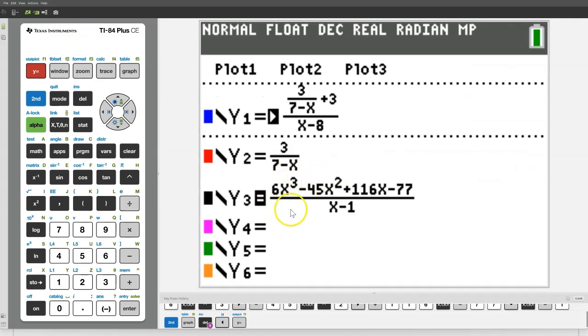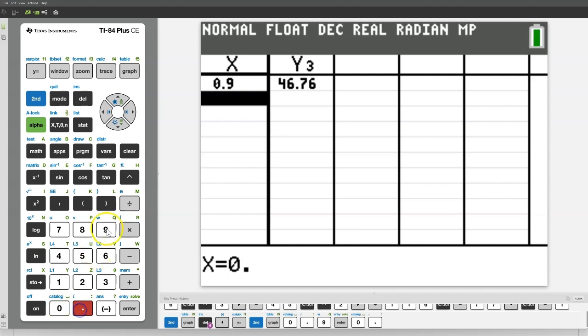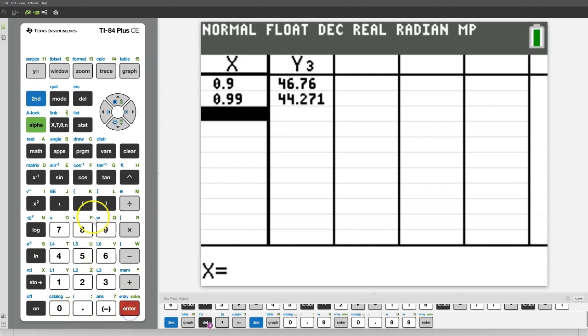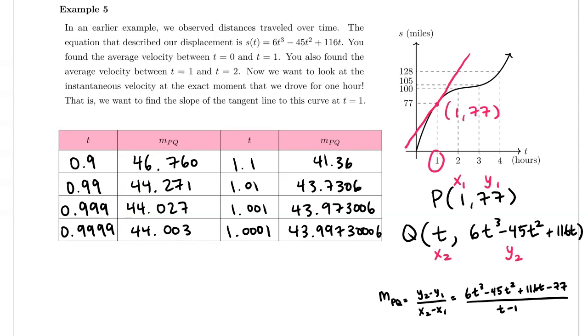All right, in this third row I plugged in the slope formula for the new example that we're working on. I'm going to go to table now, and I'm going to plug in some numbers, 0.9, and I'm going to plug in 0.99, and I'll continue to do that. Okay, so here is what we have. Let's go back to our notes. Okay, so what's the pattern?